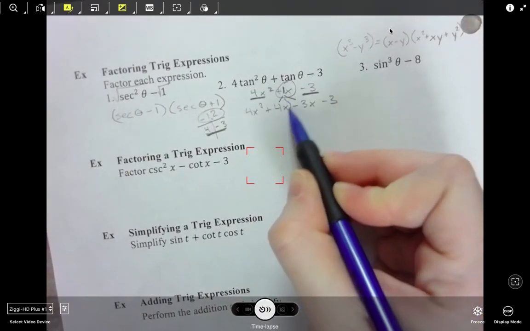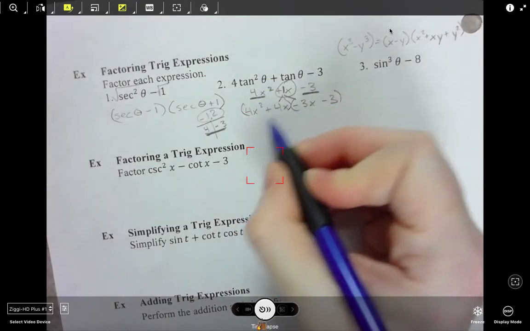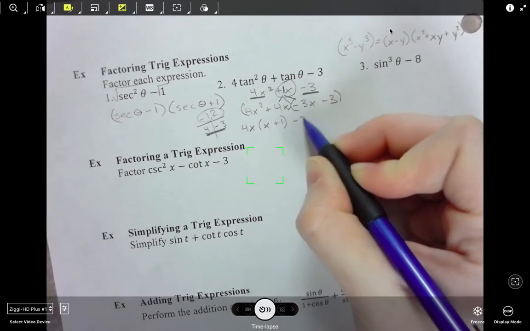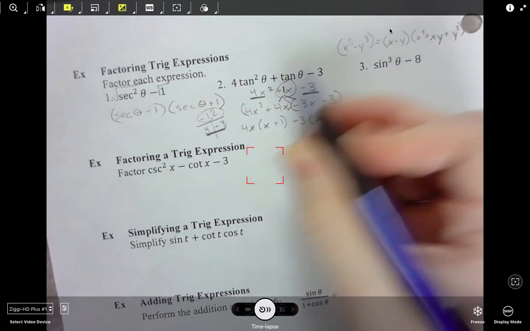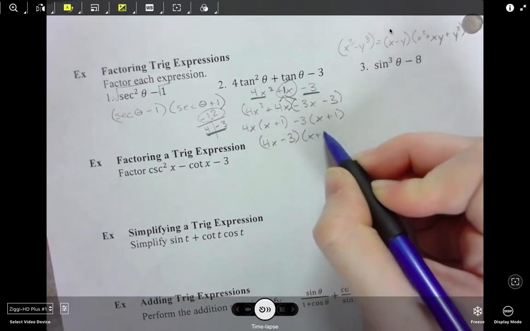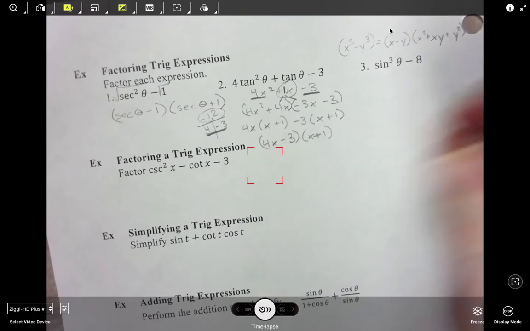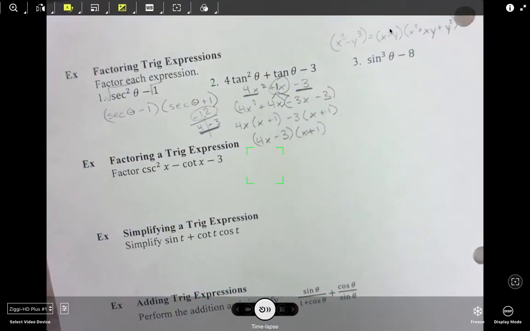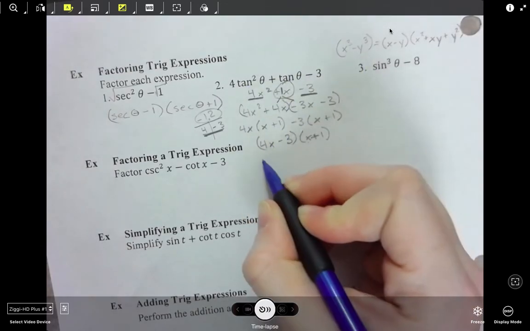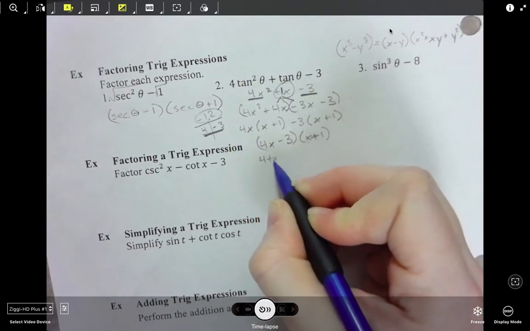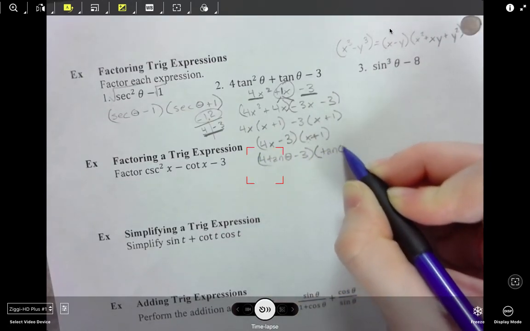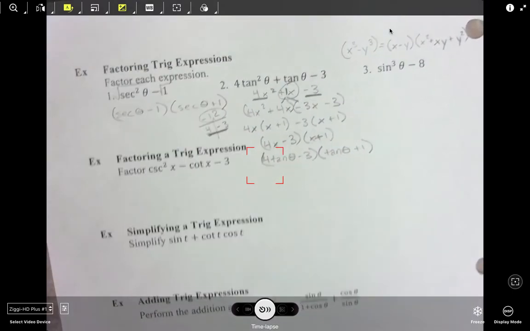So I've got this going on, and now I do my factor by grouping. So I can pull a 4x out of here, and I'm left with x plus 1, and I can pull a negative 3 here, and I'm left with x plus 1, and that will give me (4x minus 3) times (x plus 1). But they're not x's. I just used x to try to simplify things. It was originally tangent of theta. So I'm just going to replace my final answer with (4 tangent theta minus 3) times (tangent theta plus 1). There we go. Now it's completely factored.